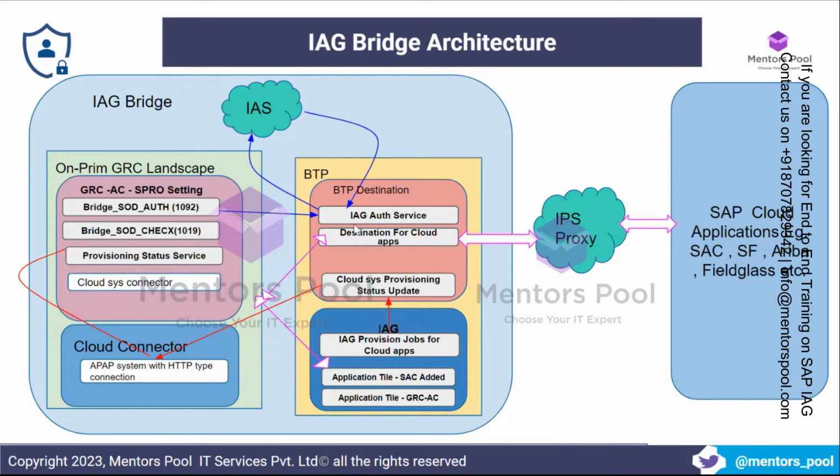Next one is our target cloud system, which could be SAC, SuccessFactors, Ariba, Fieldglass, Concur, any of those. We are using two other extra services, which are IAS and IPS. These both are part of Cloud Identity Services. IAS is the identity provider and authentication service. IPS is Identity Provisioning Service, which does nothing but read identities from one system and write into a different system. Here we use IPS as a proxy system.